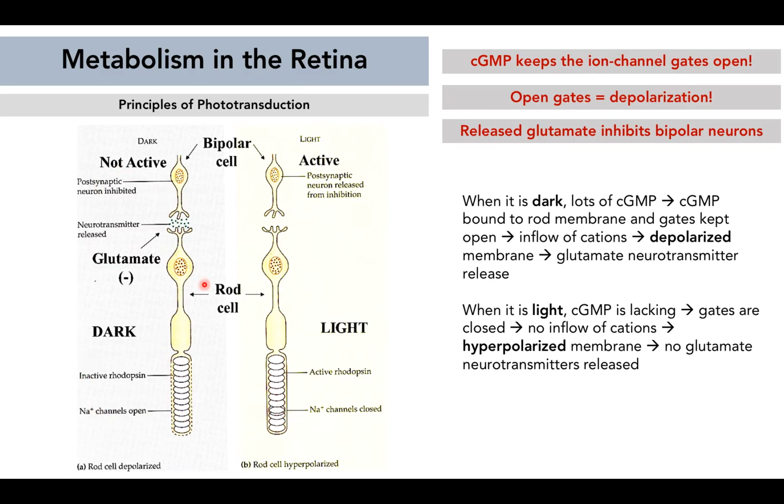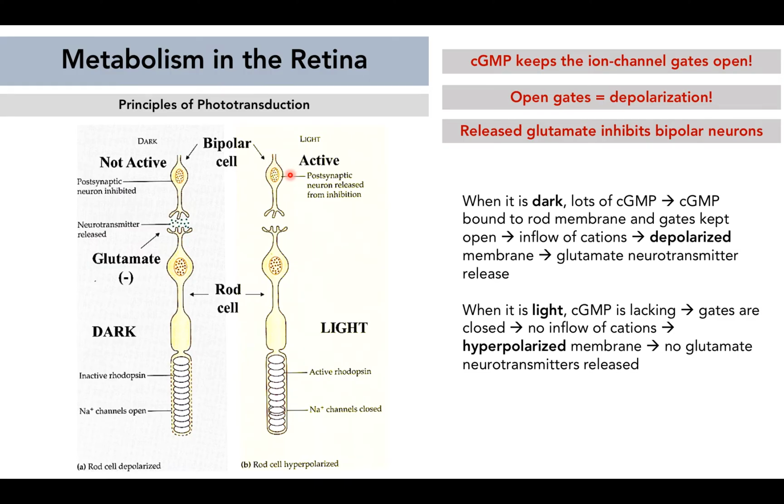So this is in the dark. The cGMP is plentiful, and therefore it keeps the gates open, leading to depolarization and the release of glutamate. Glutamate will inhibit bipolar cells, so it has a negative effect on bipolar cells. On the other hand, in the presence of light, there is going to be less cGMP, therefore the gates will be closed and the cells will be hyperpolarized. Therefore, no glutamate will be released here, and there will be no inhibition of these postsynaptic neurons.